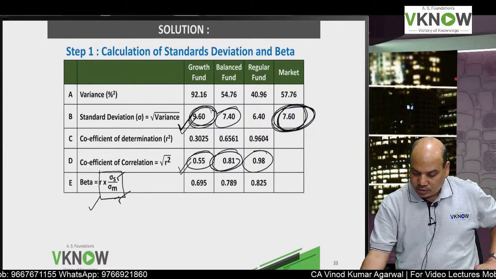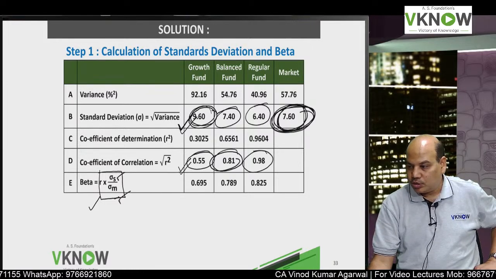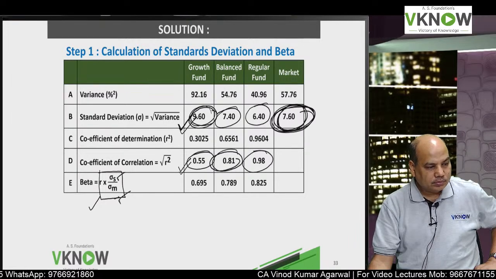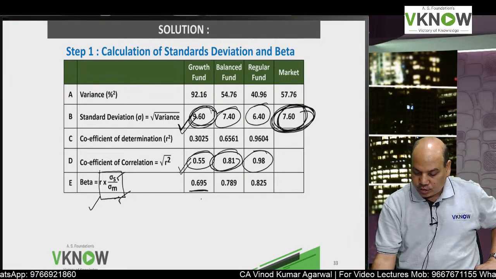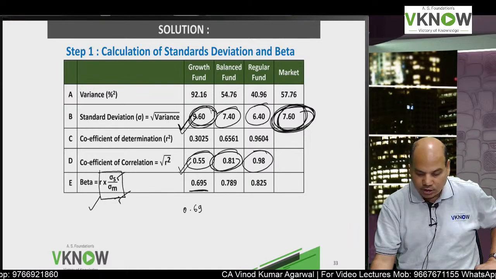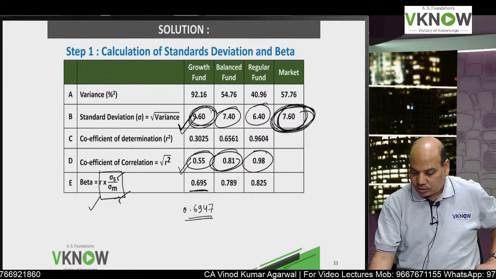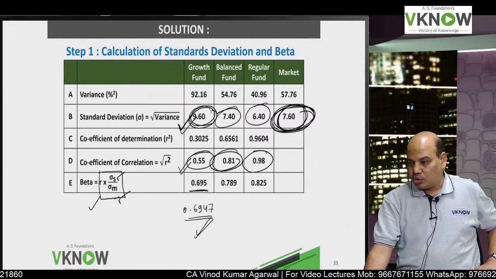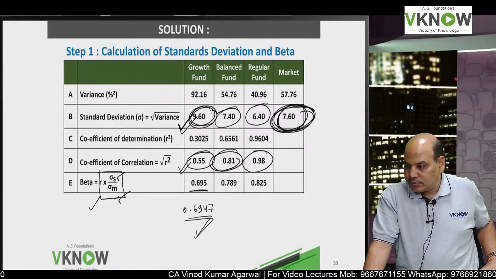0.789, and in the same way you will get the third answer, 0.825. You can write in 3 digits or 4 digits. One student is saying 6947. This is also right. You can write in 3 or 4 digits.